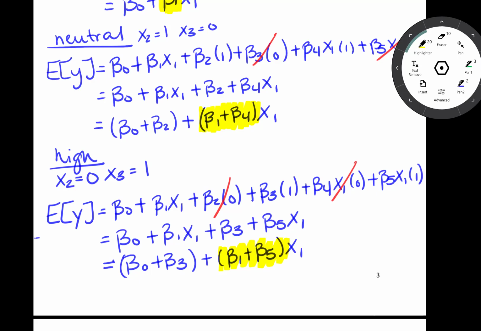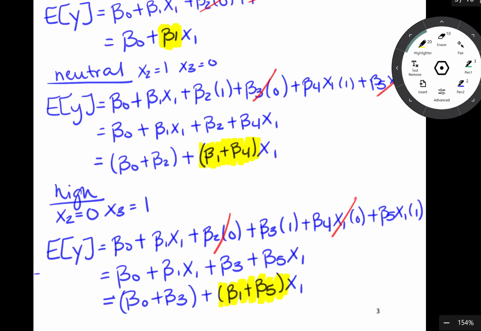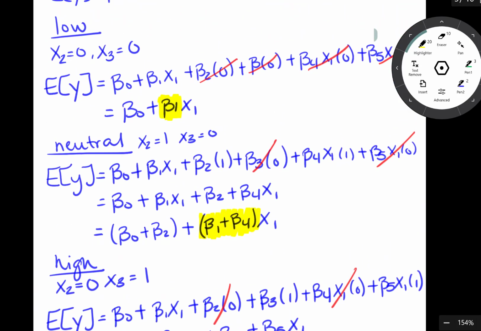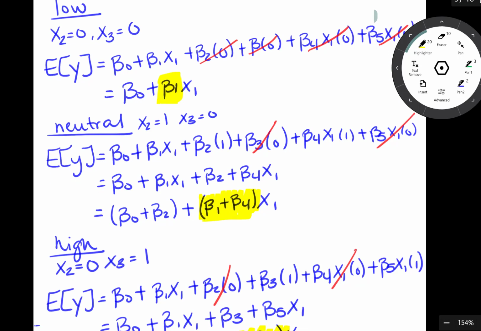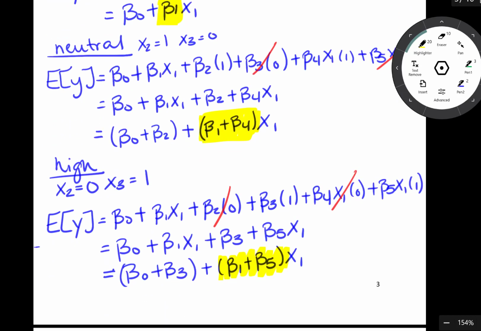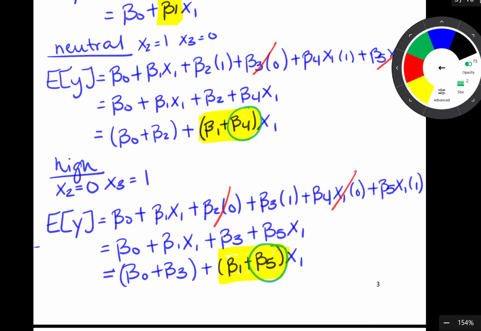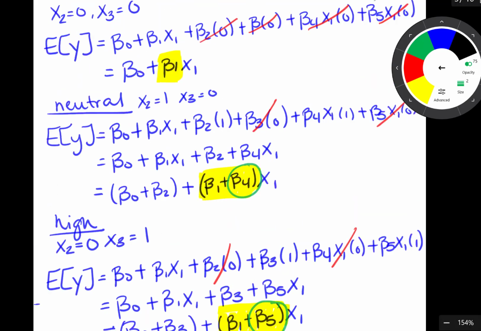Why would we want to compare the slopes of these three lines at the three different levels of the categorical variables? Well, look at what happens here. In the base case for low, we just have beta 1. For neutral, we have beta 1 plus beta 4. And for high, we have beta 1 plus beta 5. So in other words, what's really differing between these slopes, or what's changing these slopes, is beta 4 and beta 5. Well, let's go back and look at what beta 4 and beta 5 represent in terms of our model.